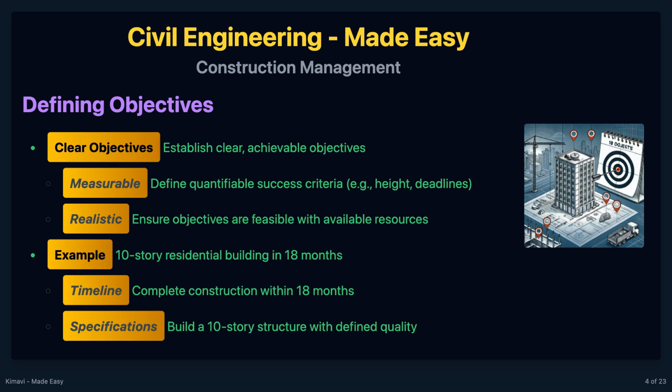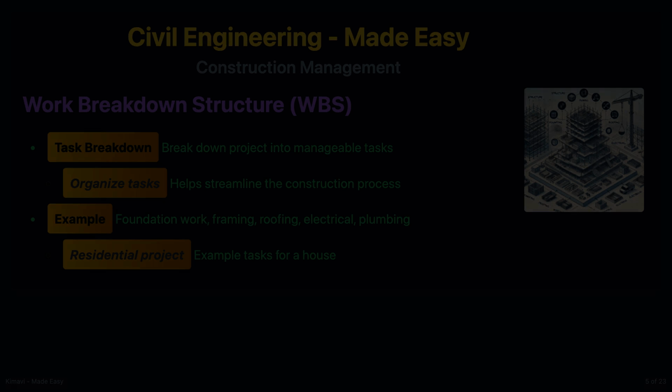The first key component of project planning is defining objectives. This involves establishing clear and achievable goals for the project. For example, constructing a 10-story residential building within 18 months.